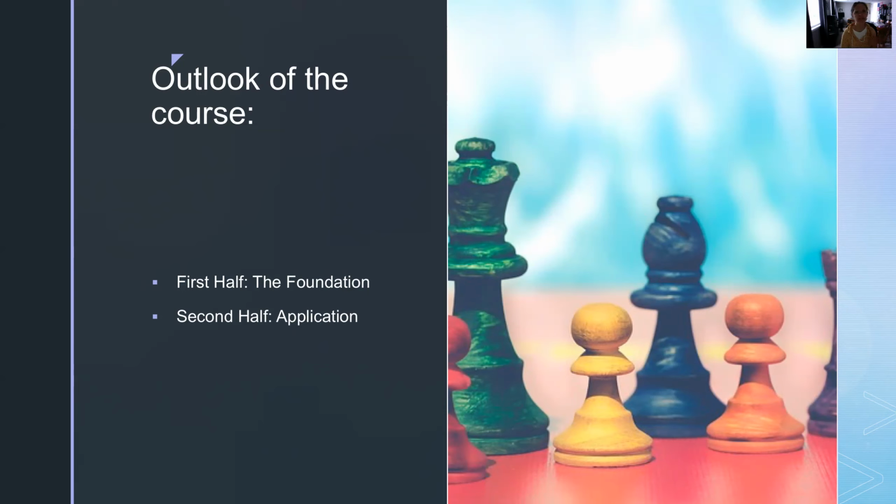We also take a look at the communication model. We'll throw in a little bit of theory and just create that nice firm foundation for which we'll build up practical application in the second half of the course.